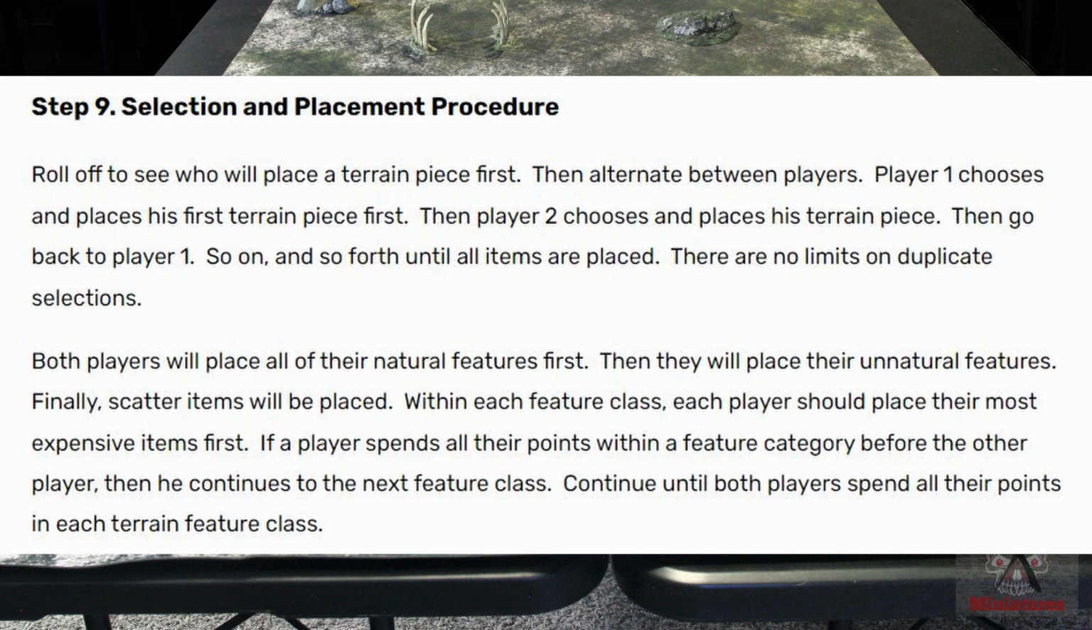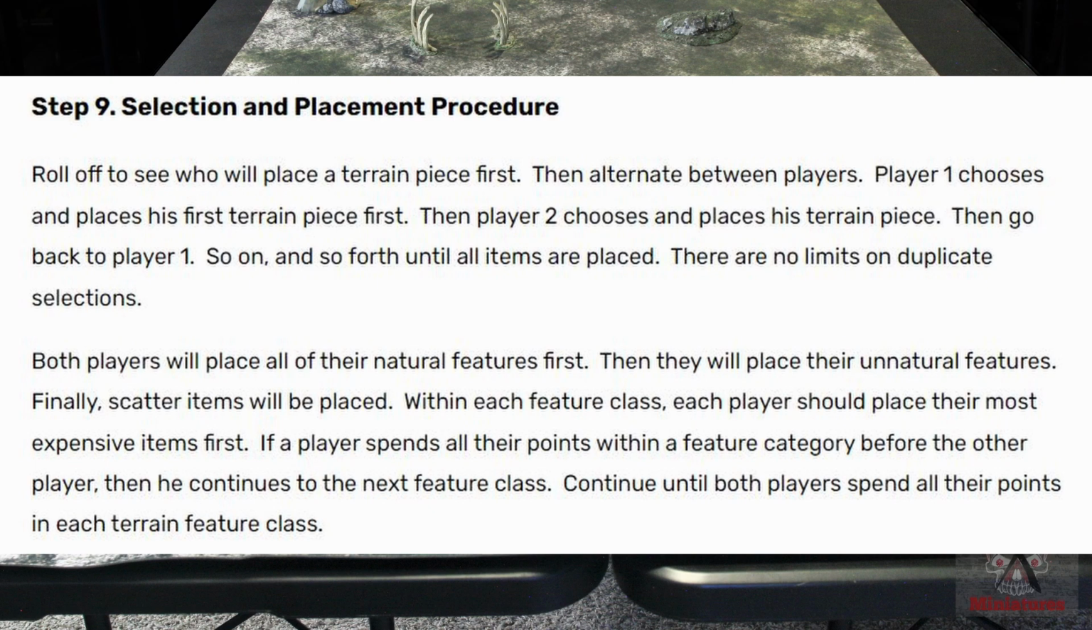In other words, one player does not have to wait for the other player to finish a feature class before they move on to their next one. For example, if I place one big, large natural feature on the table first, and then my opponent wants to spend his points on a bunch of little ones, I don't have to wait for him to finish before I continue with the unnatural features.